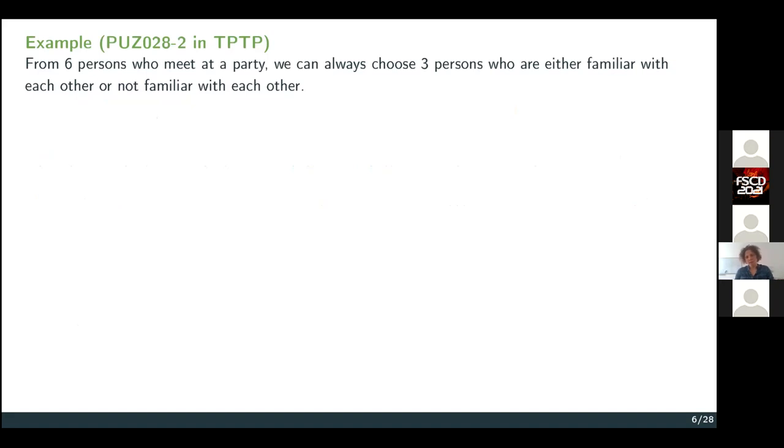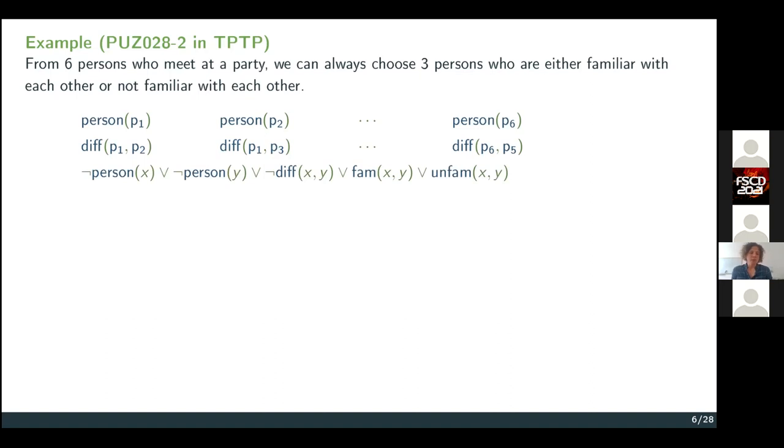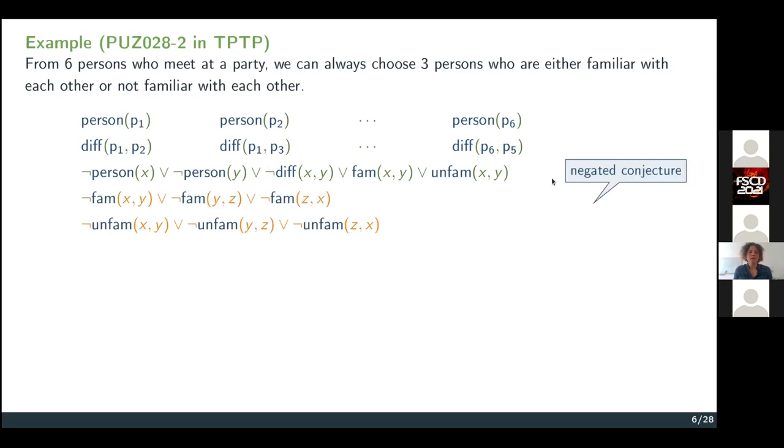So this is another problem from TPTP, which asks to prove the following claim. If 6 persons meet at the party, then we can always choose 3 persons out of them who are either familiar with each other or not familiar with each other. And this is formalized by having 6 constants for persons and the predicate person, a predicate diff that explains that these persons are different. And then we have 1 clause that expresses that if you have 2 persons and they are different, then they are familiar with each other or they are unfamiliar with each other. And in addition, 2 clauses that state the negative conjecture.